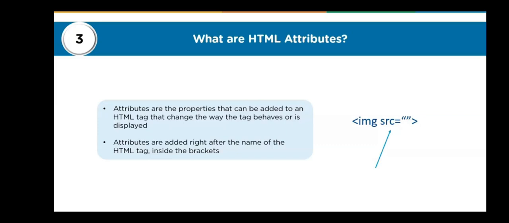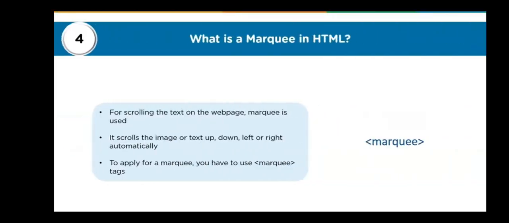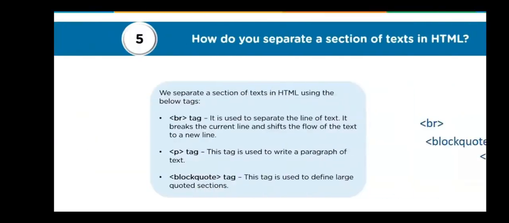Now followed by the third question, we have our next question. What is marquee in HTML? Marquee is used for scrolling text on a web page. It scrolls the image or text up, down, left or right automatically. To apply a marquee, you have to use marquee tags. Now we have our fifth question.